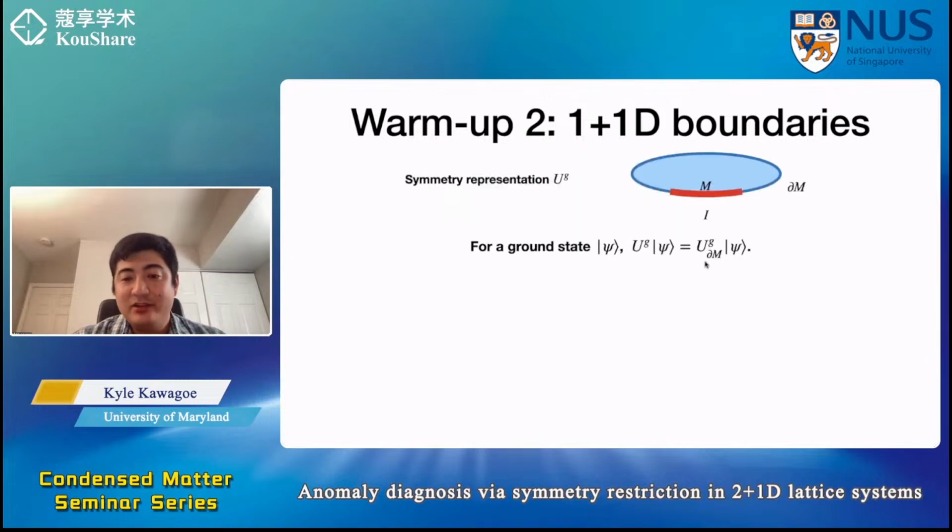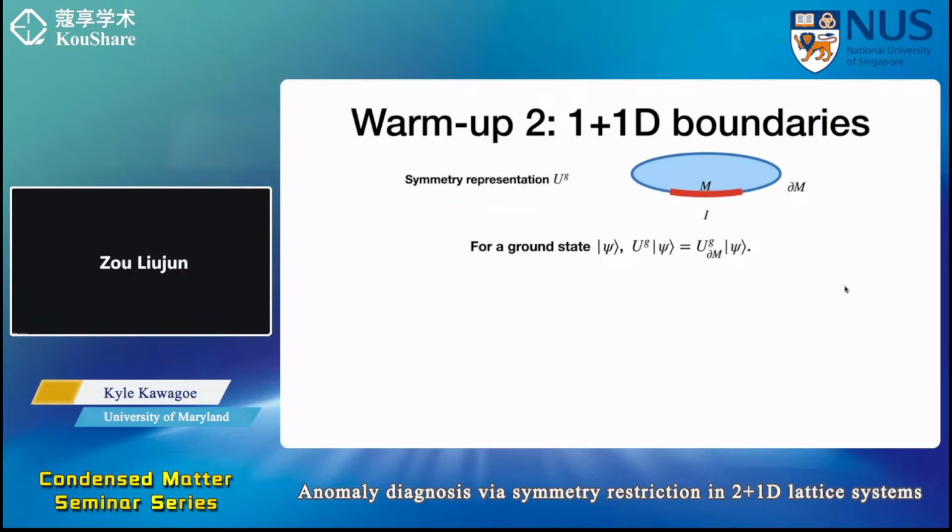So this UG partial M, I just want to move things up to get it out of the way. This UG partial M is some finite depth circuit, if you'd like. Question? Yes. I just want to make sure, in the literature, how rigorously do people know that this symmetry localization to the boundary should occur?